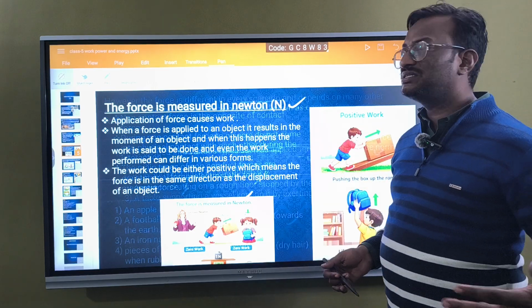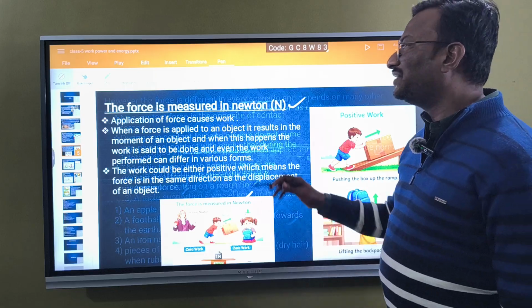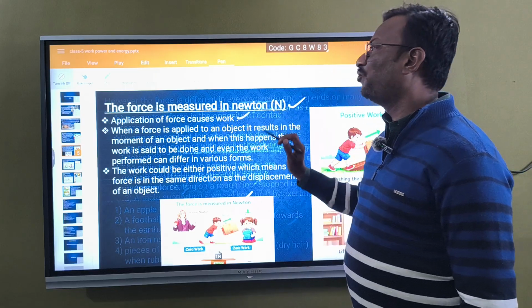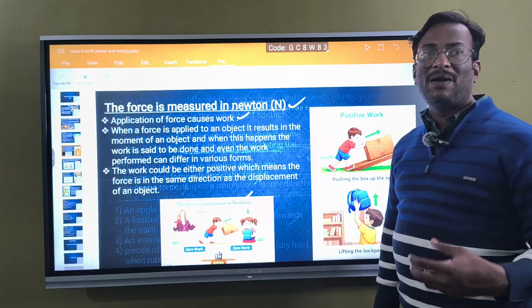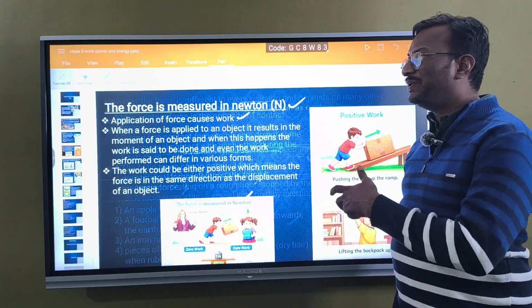So we will discuss in future. The application of force causes work. So with the application of force, the work is said to be done.